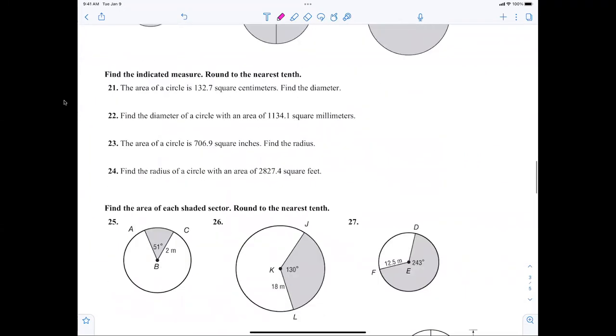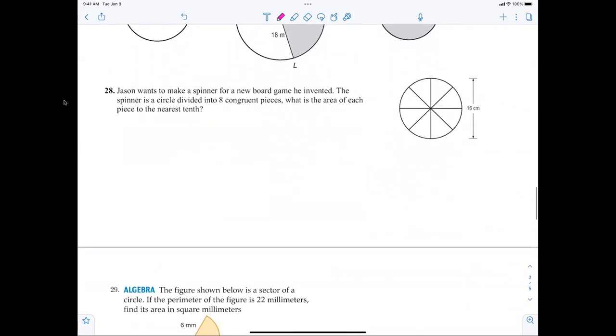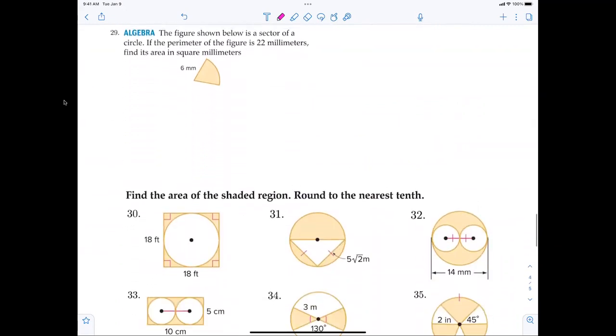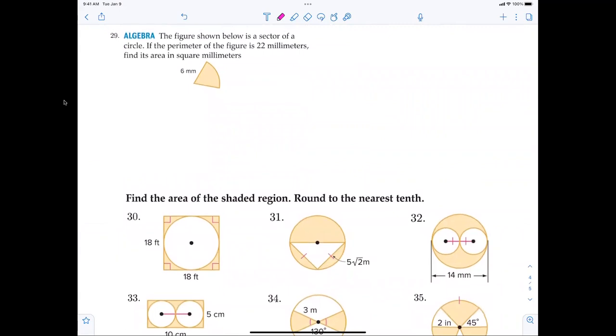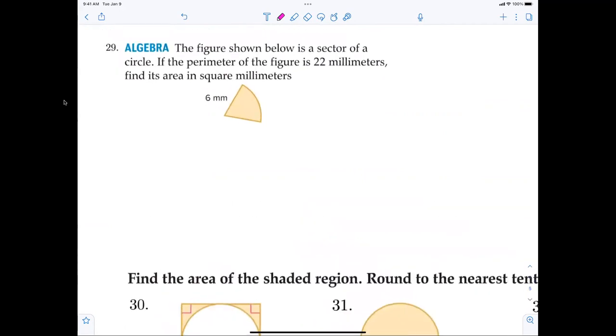Find the area, find the area, find the diameter, find that. What is the area of each piece? The figure below shown. Okay, so let's look at 29. Jump ahead to 29. All other stuff was super easy. That's busy work. All right, this is the important part. The figure shown below is a sector of a circle. If the perimeter of the figure is 22, find its area.